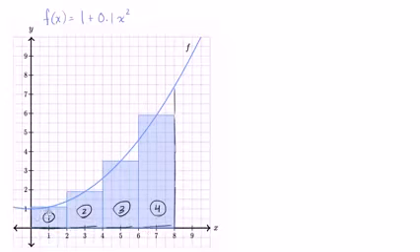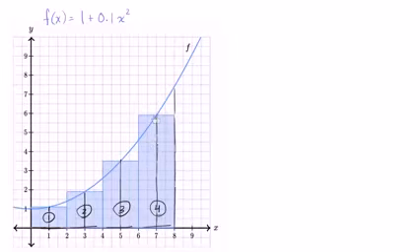And their height seems to be based on the midpoint. Between the left side and the right side of the rectangle, you take the value of the function at the middle value right over here. So for example, this height right over here looks like f of 1. This height is f of 3. The height of this rectangle is f of 5. And this height is f of 7.